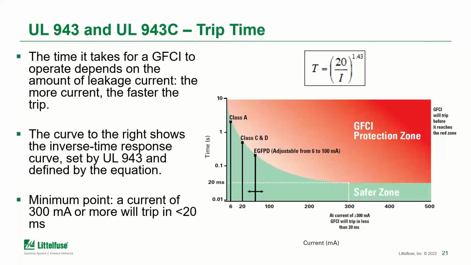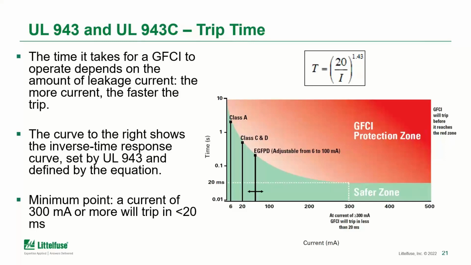And we draw the white dotted line at that anchor point, which is a minimum point there, that anything above 300 milliamps, the GFCI has to trip in less than 20 milliseconds. And that's true for all of those GFCIs. So the Class C and D devices have to do the same thing as well.